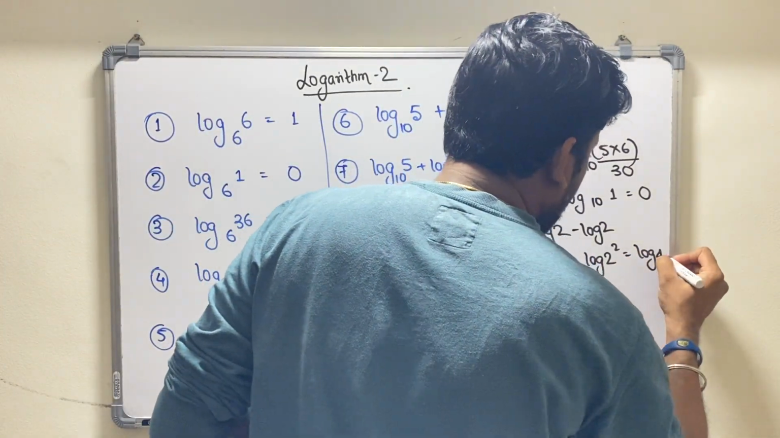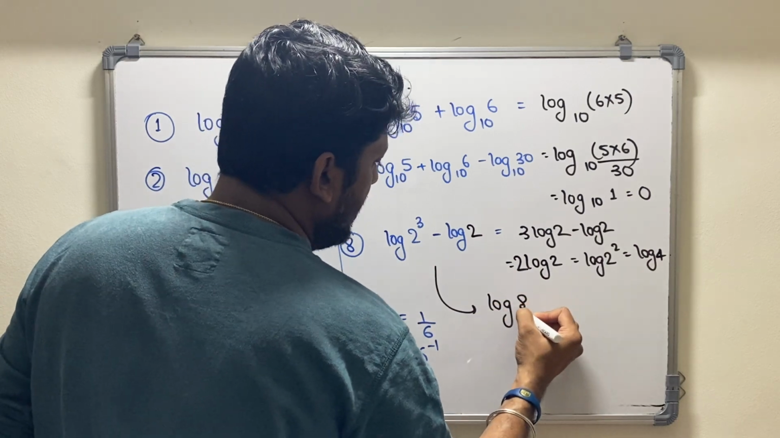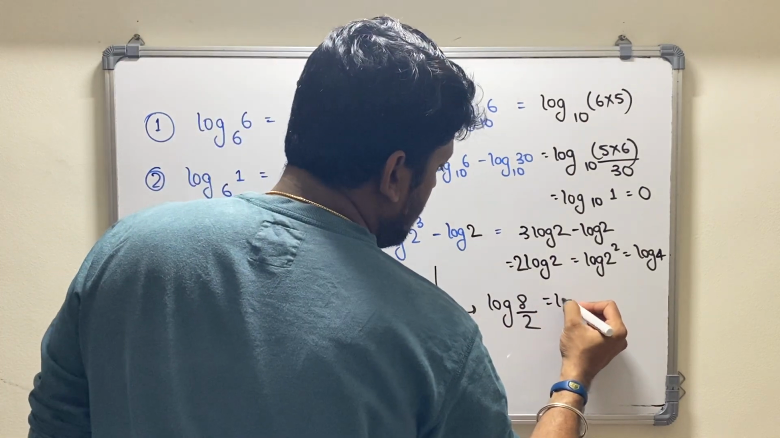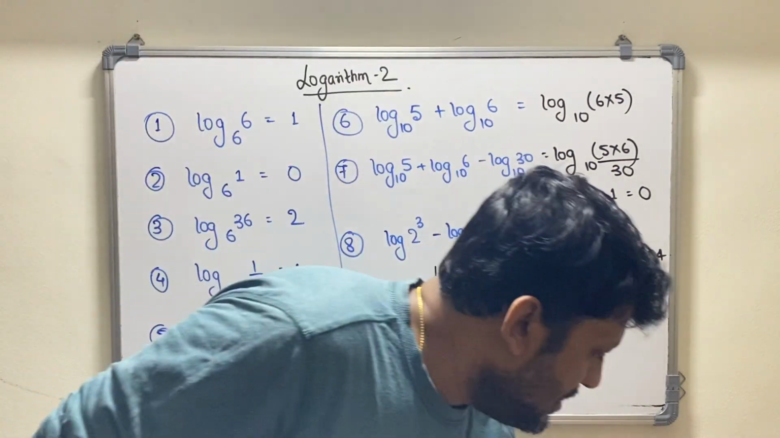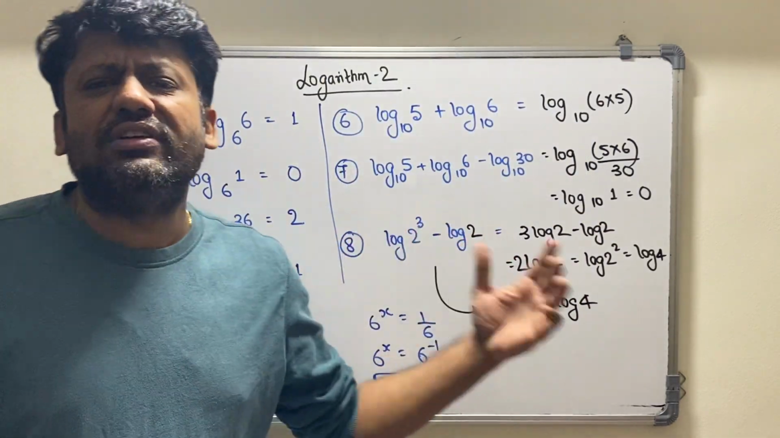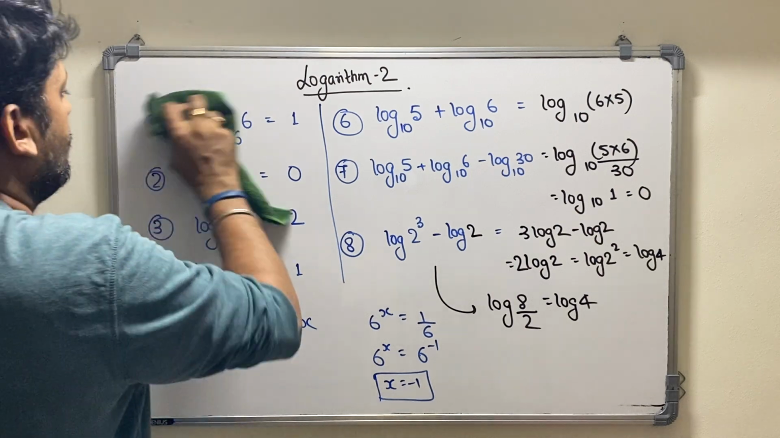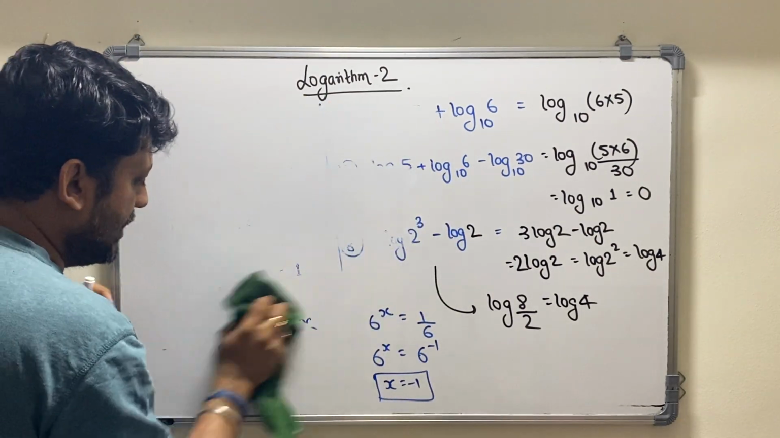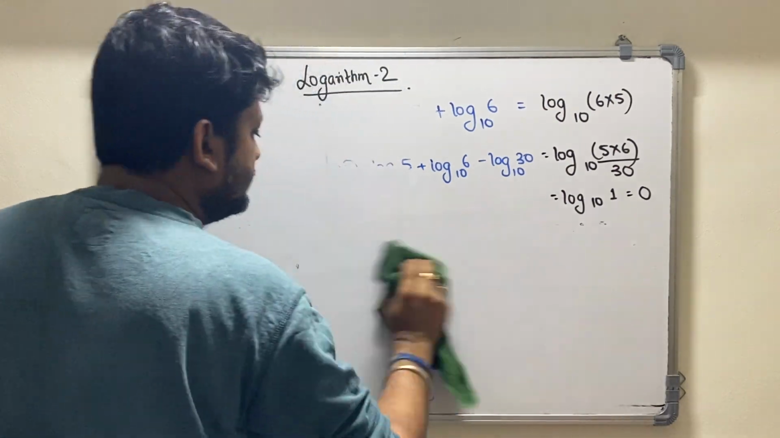You have to read it. You can do it in another way also. You can write this one as log 8 upon 2 by using rule number 2, and you can write this one here as log 4. Okay, so that also you can do. These are a few examples just to cover the basics of how you solve logs. We'll pick up a few questions from the DP program, and we'll see how to solve those questions.